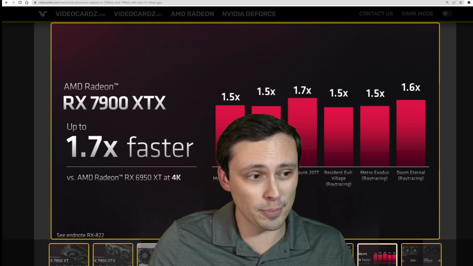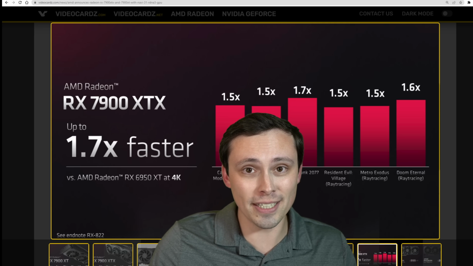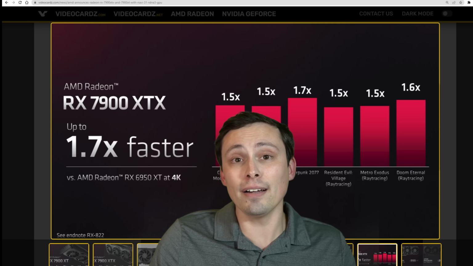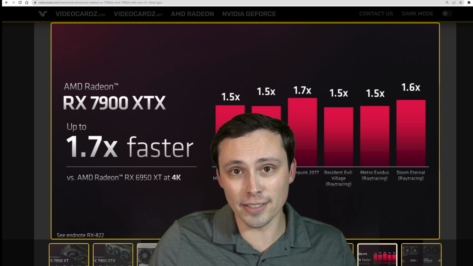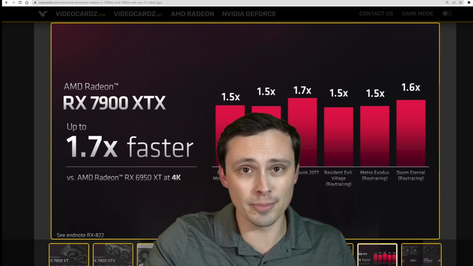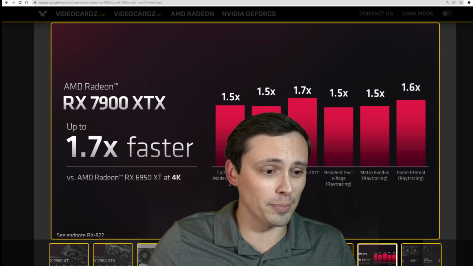I will get these GPUs. I will do my usual head-to-head comparisons. I just don't have one yet. I'm like you guys, I've got to buy one or something, or maybe I'll get that phone call from AMD and get a review sample, but who knows when.